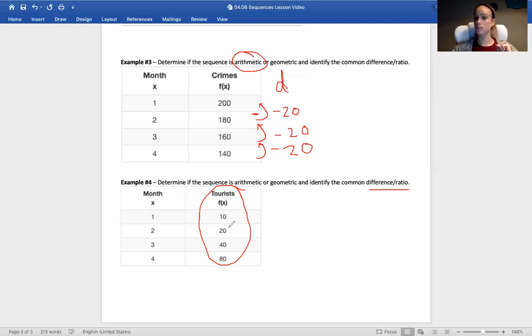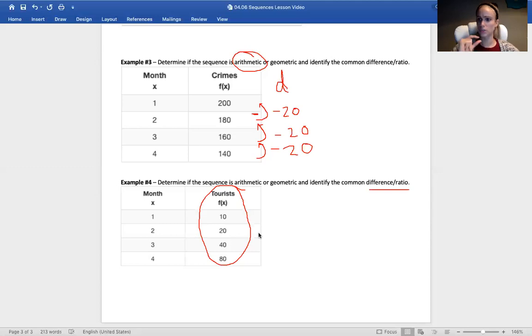Because 10 plus 10 is 20. 20 plus 10 is 30, not 40. So right there, that means it does not have a common difference because it is not the same. And 40 plus 10, that'd be 50, not 80. So let's check for a common ratio.